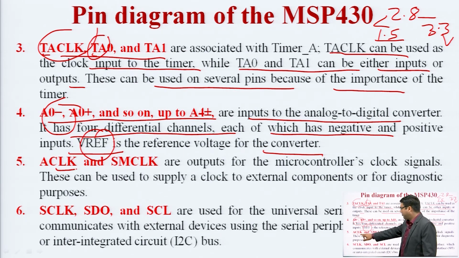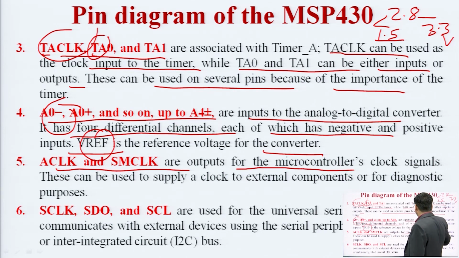So we have seen that the auxiliary clock and SM clock are outputs for the microcontroller's clock signals. Auxiliary clock and SM clock are used to trigger the rest of the blocks other than the CPU. To trigger the CPU, we will use the master clock.